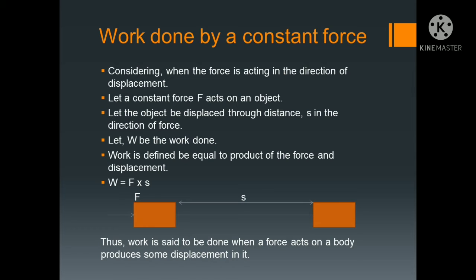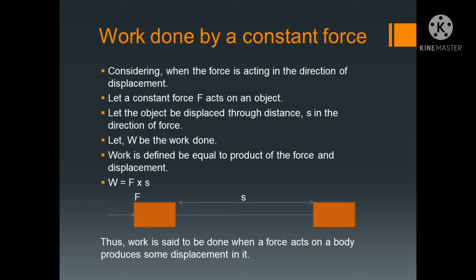So W, work, is defined as equal to the product of the force and displacement. How much force you have given and how much it is displaced, that is the work done. Thus work is said to be done when a force acts on a body and produces some displacement in it. So remember this, all students, that W is equal to F into s, meaning work done is equal to the product of the force and the displacement.